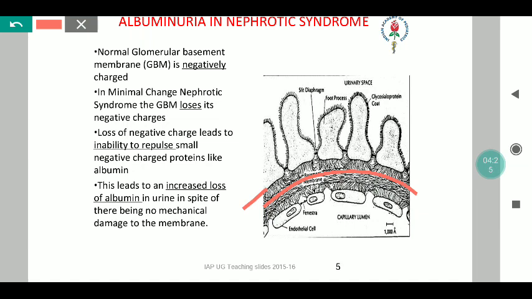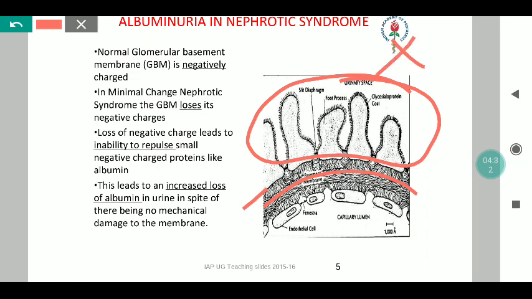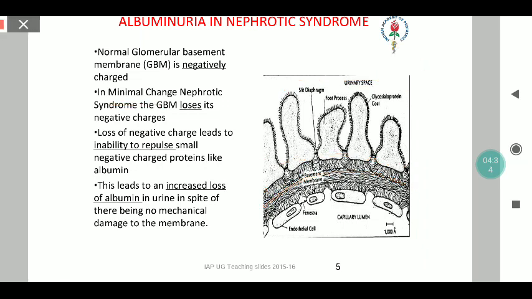There is an entity called minimal change nephrotic syndrome, and in minimal change nephrotic syndrome, the histology is grossly unaltered. So minimal change, as the name itself suggests, there is no change in the histology. In that minimal change, that negative charge is lost, as a result of which we know that two negatives will repel each other. So two negative charges will repel each other, and the loss of that negative charge means that albumin proteins which otherwise would have got repelled don't get repelled, so there is an increased loss of albumin into the urine. It is as simple as that.